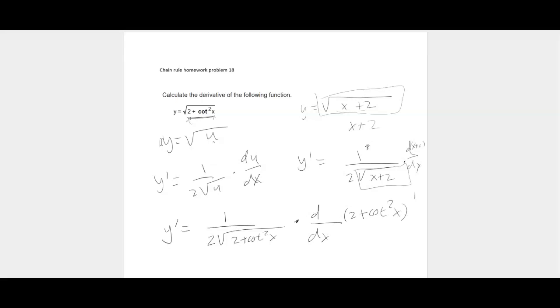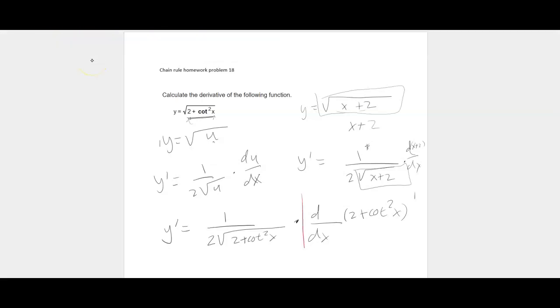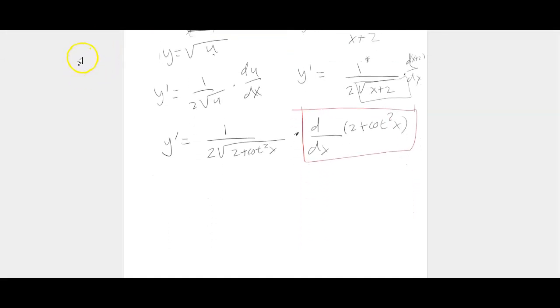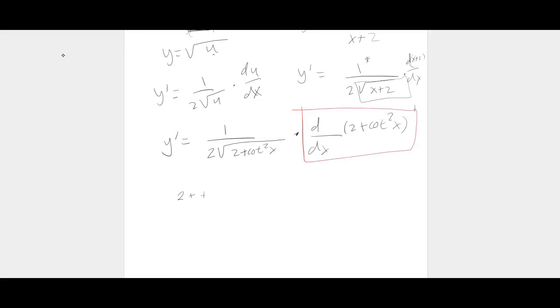Now, I have a new problem to do. I can forget about my original problem for a moment and just solve this problem. So let's do that step next. What I see next is I need to take the derivative of 2 plus cotangent squared x. I find it much easier with trig functions. Now, this squared here means the whole trig function is squared, so let's rewrite that. That's the cotangent of x, squared.